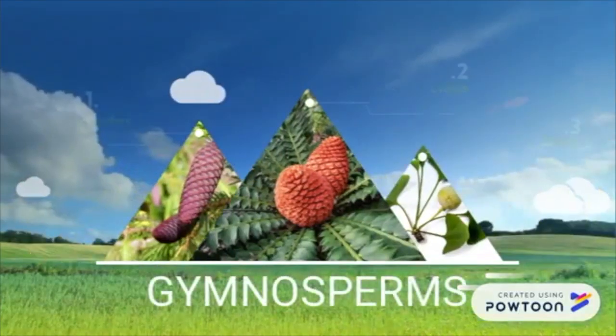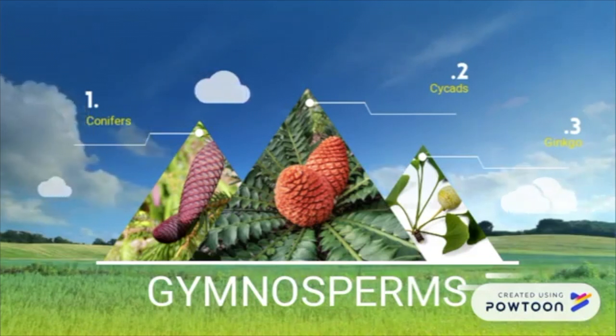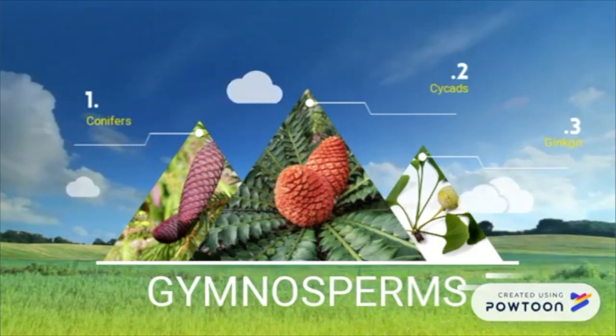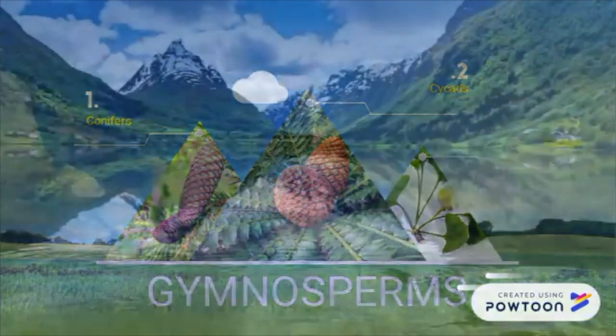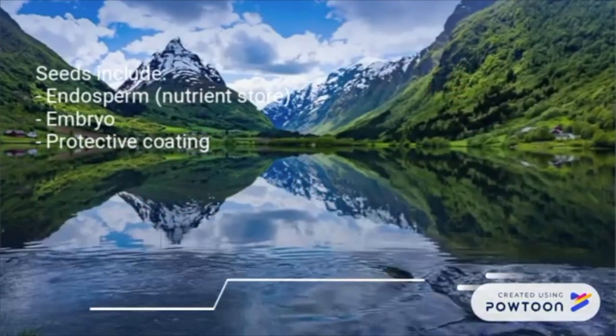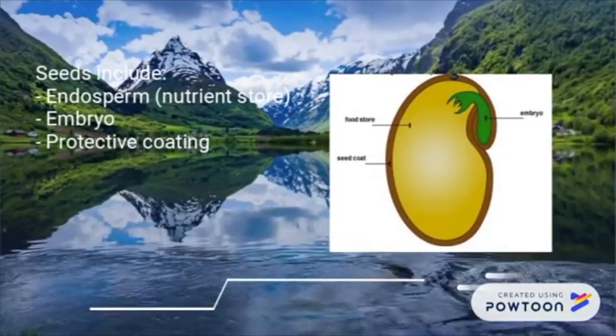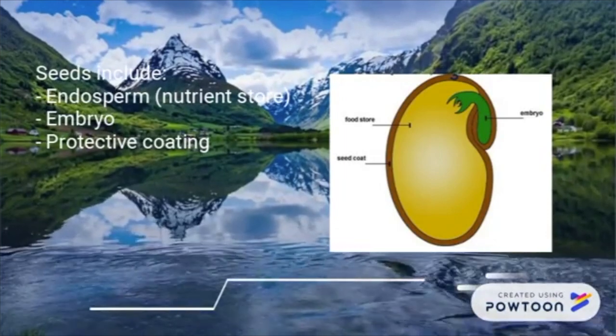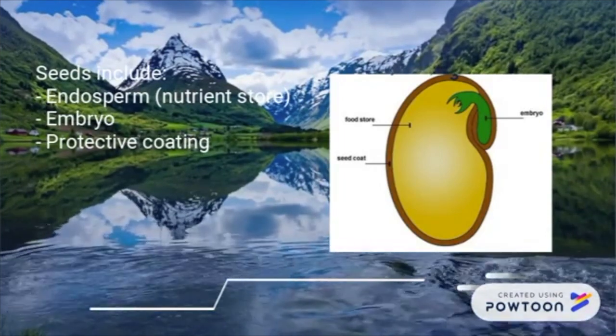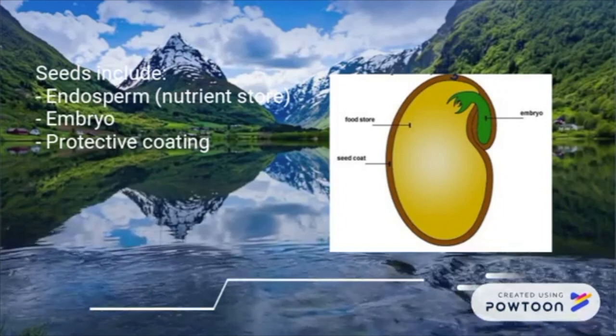Gymnosperms can be distinguished as they are the first plants known to produce seeds as a means of reproduction. Examples of these are conifers, cycads, and ginkgos. These seeds are comprised of a developing zygote and an endosperm which serves as a nutrient store, and they are both enclosed within a protective coating. This is an advantage as the protective coating increases the survivability of the seeds.